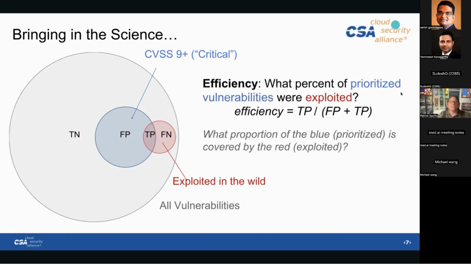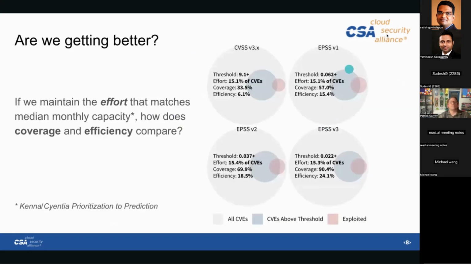And then efficiency is essentially what percentage of the prioritized vulnerabilities were actually exploited over the next 30-day period as well. So if you take all this, essentially, we can look at this and do comparisons to look at the CVSS scoring system, which is what most people historically have used. And currently that's on version 3. And we can see with a 9.1 threshold, we have, from a coverage perspective, a little bit, but not a ton from future exploitation activity.